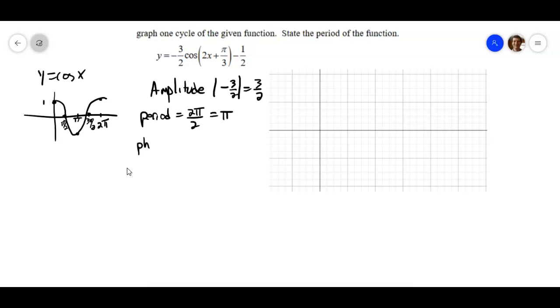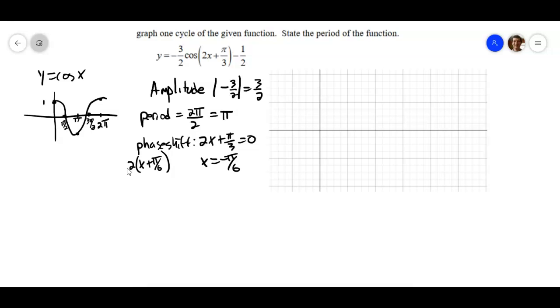The phase shift is what makes the inside of the cosine function equal to 0. You could just set it equal to 0. Subtracting pi thirds and dividing by 2, we get x is negative pi sixths. Or you could factor the 2 out, which divides by 2, and then you can see that negative pi sixths would give you the inside equals 0. Either way, the phase shift is negative pi sixths.